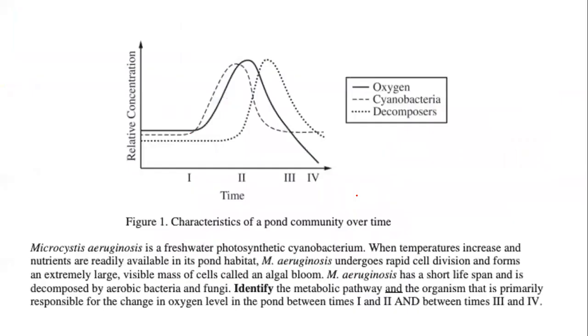Let's knock out this last one. This one is about analyzing the graphs, so let me make sure you feel okay on this. So this one says Microcystis aeruginosa is a freshwater photosynthetic cyanobacterium. When temperatures increase and nutrients are readily available in the pond habitat, the bacteria undergo rapid cell division and form an extremely large visible mass of cells called an algae bloom. The cells have a short lifespan and are decomposed by aerobic bacteria and fungi.